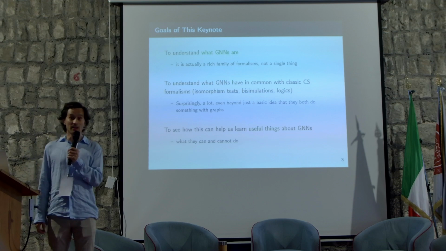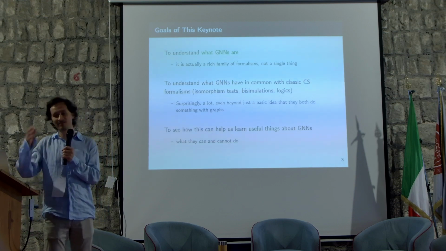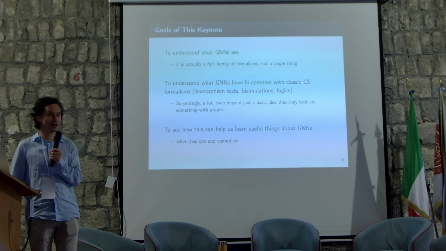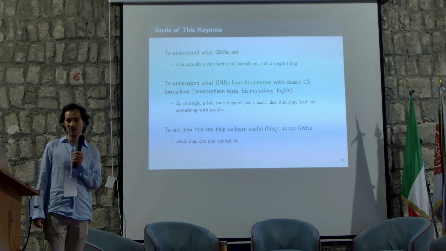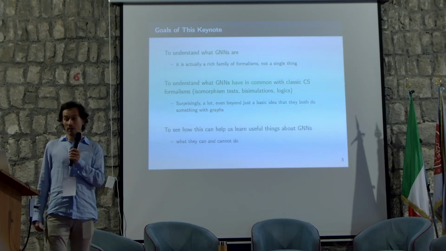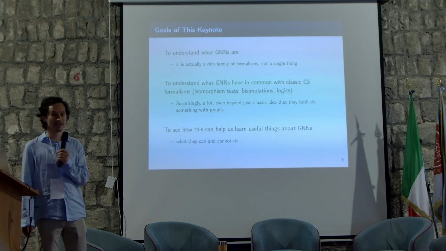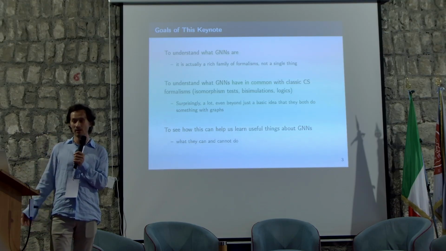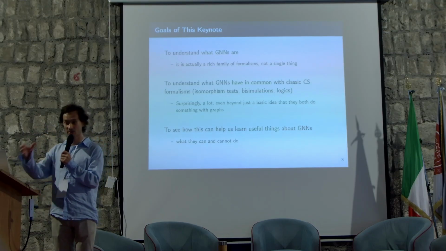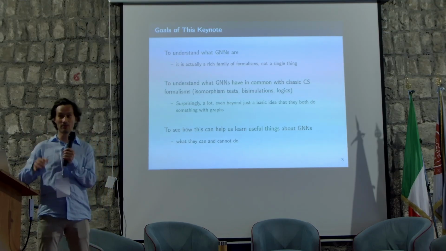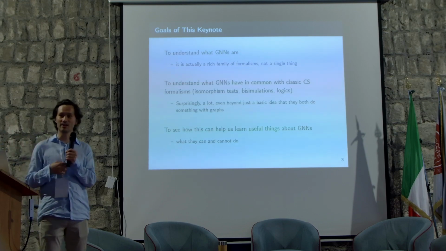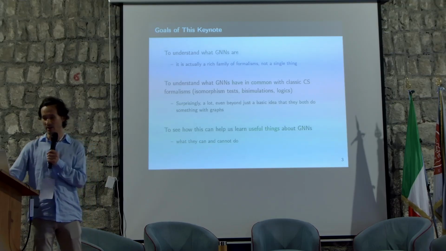The goal of this talk, at least for an average person in the audience, is to understand what GNNs, graph neural networks, are, and we will see that it's actually a family of formalisms, not just one formalism. Then we want to understand what these GNNs have in common with classic formalisms. Say, isomorphism tests, which many of you maybe know. Bisimulations, the connections of GNNs with bisimulations, maybe very few of you know, but I'm happy to present it. And logic, as I guess many people here have ideas about logic.